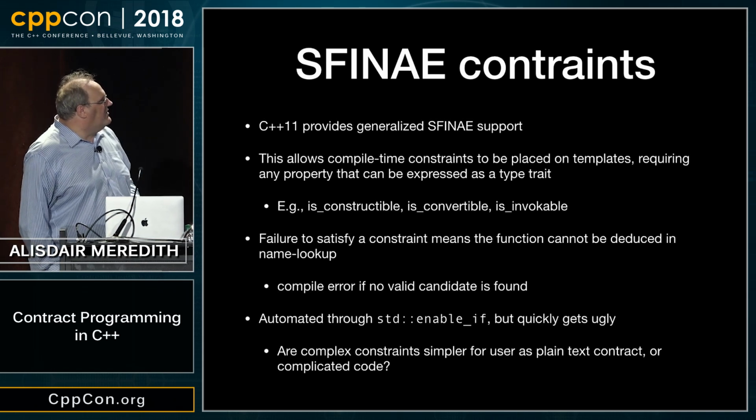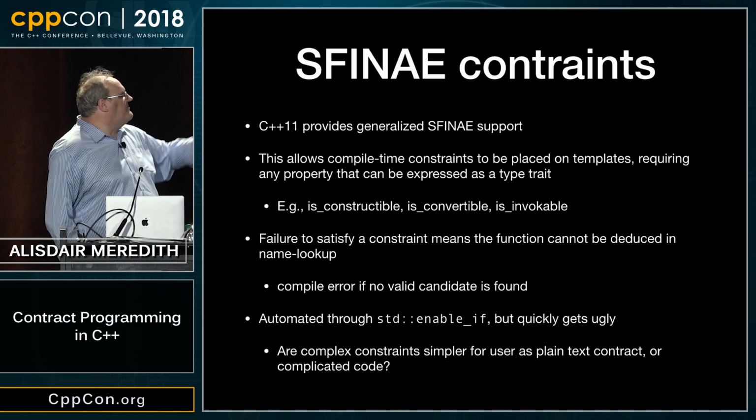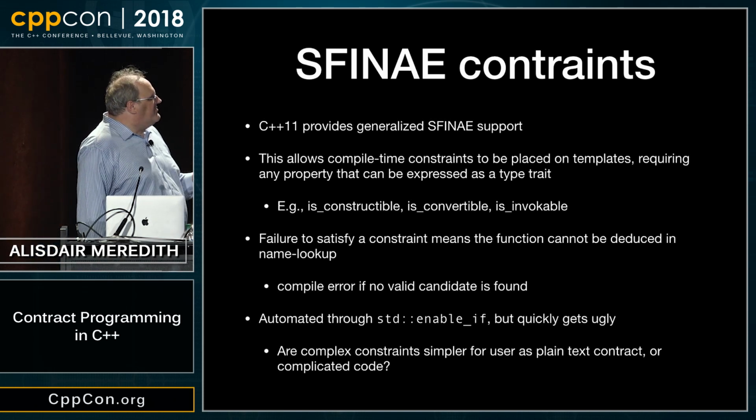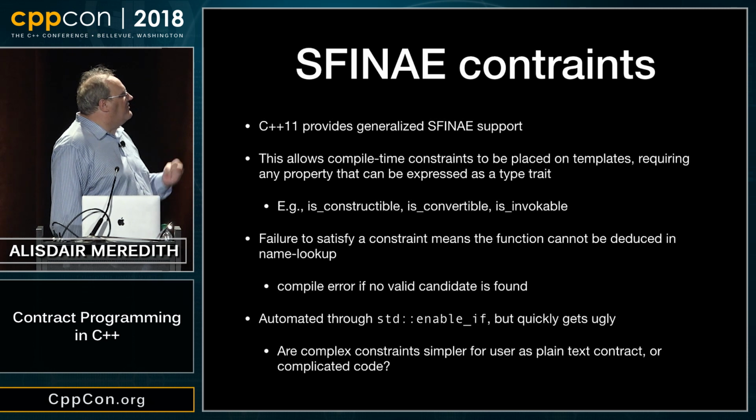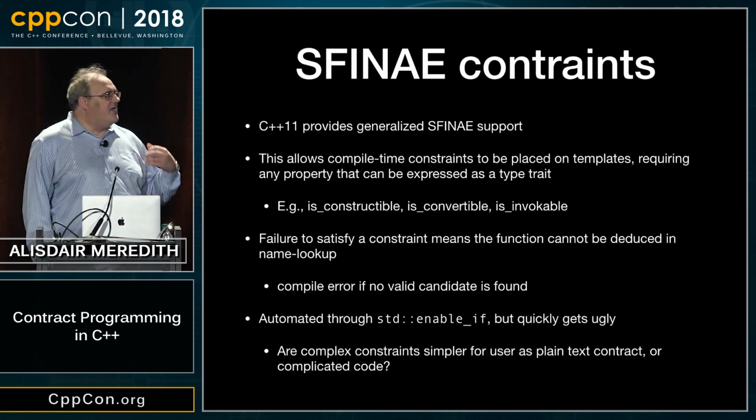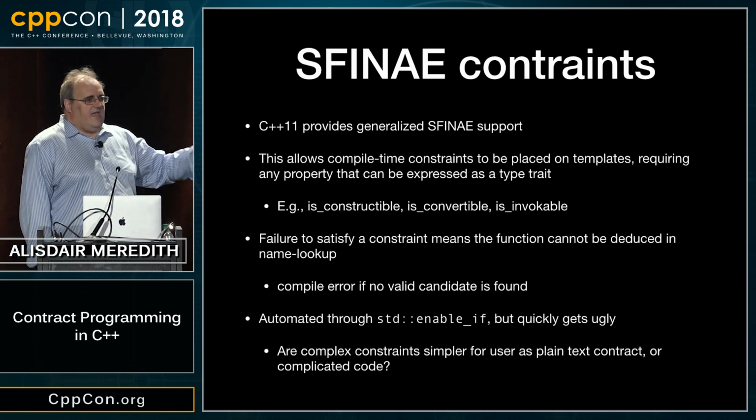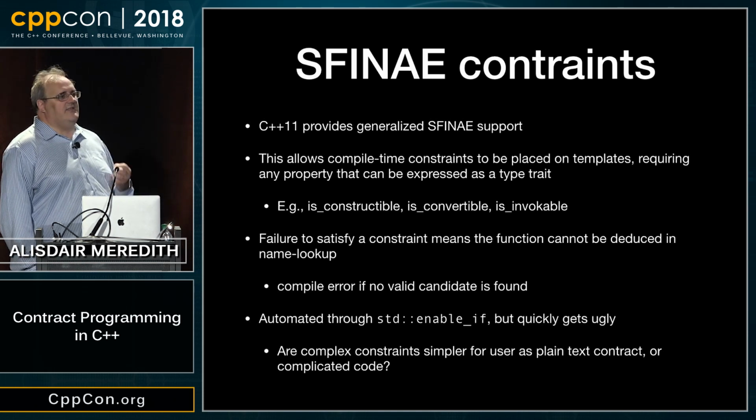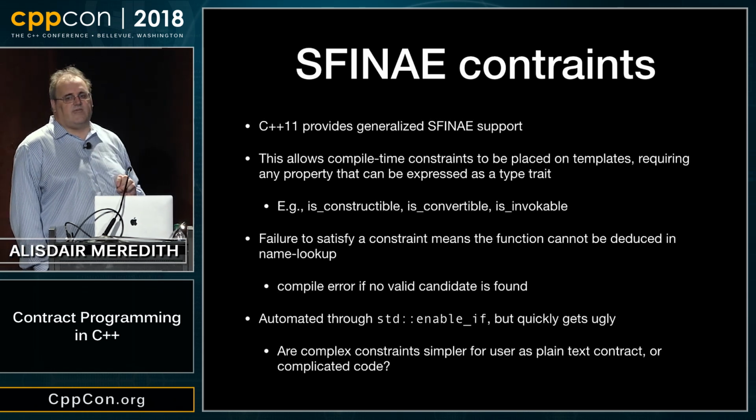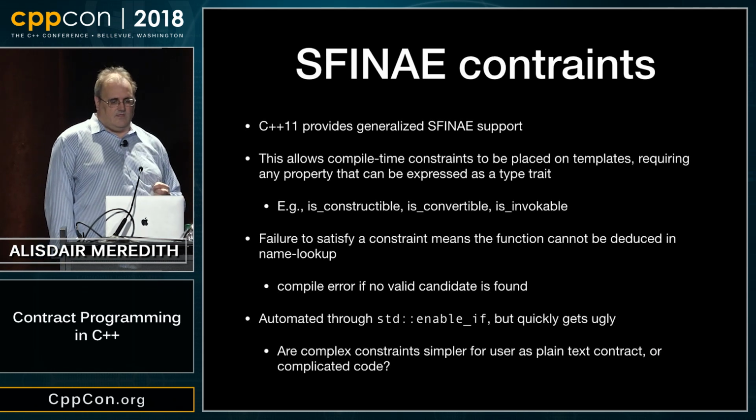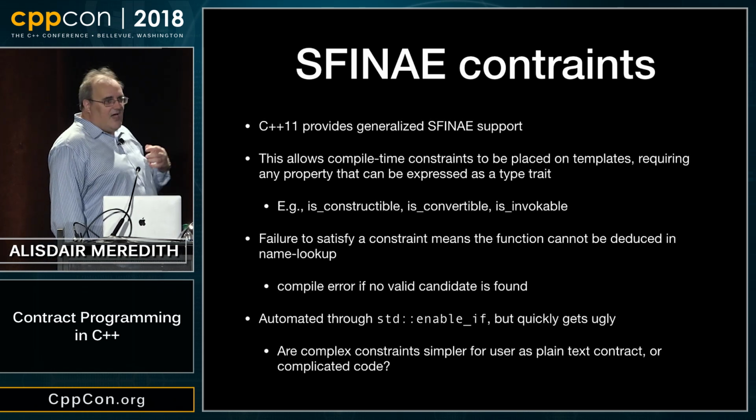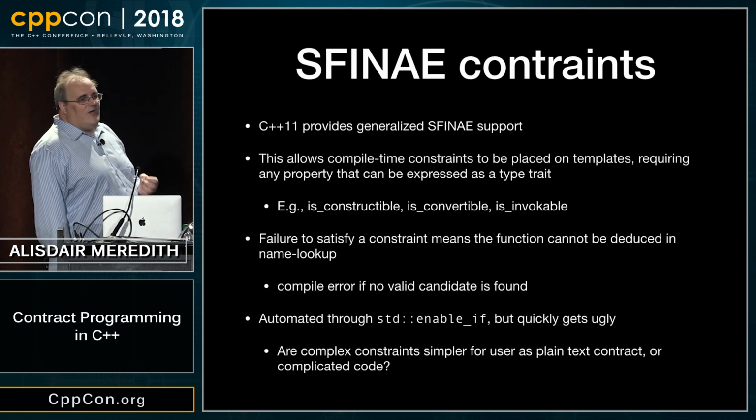The final part I have on the C++11 side of expressing contracts in code is one of those wonderful joys that came with C++98 and 03, but really took flight with C++11, which is the notion that I can play games with templates to cause them to fail to match in name lookup and overload resolution if certain constraints are not satisfied on the properties of those template parameters that are being deduced. Hence, we end up with this wonderful funky acronym, substitution failure is not an error. We can't blame Bjarne for this one, and we've still not found a better term for it.